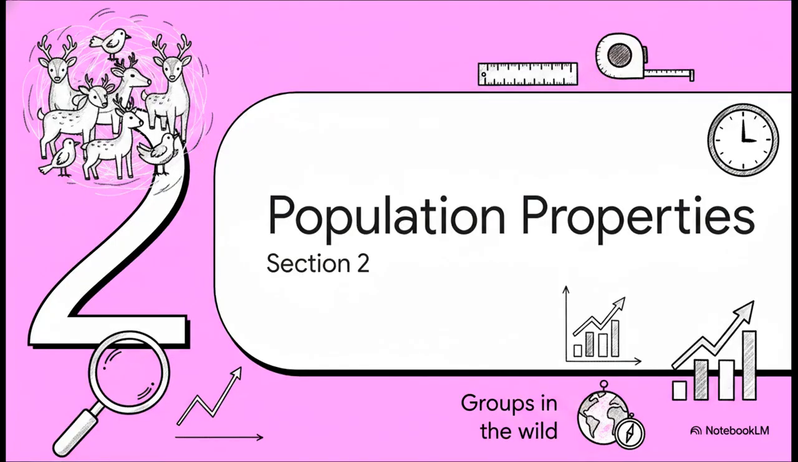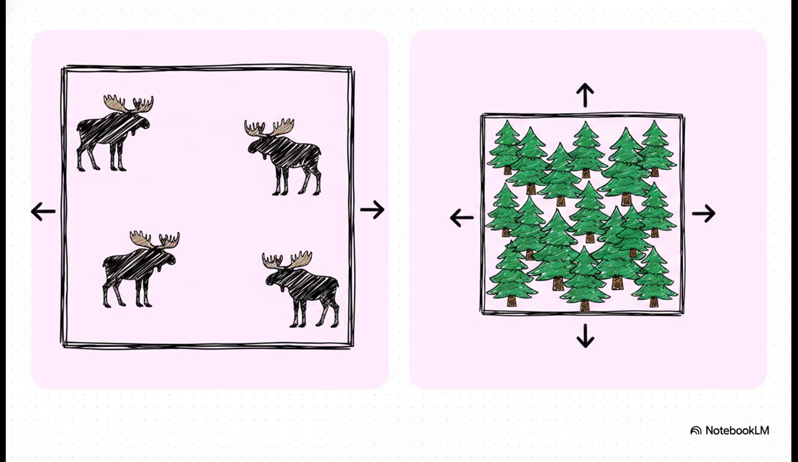Moving right along. Section 2. Properties of a population. Now, what's really interesting about this slide is the difference between simply counting animals and seeing how tightly packed they are. Size is just the total number of individuals. For example, you might have exactly 50 moose living in a giant forest. But density is kind of different. Density shows how tightly individuals occupy an area, like 100 trees packed into a single hectare of land. Both of these numbers constantly change due to births, deaths, migration, and the environment.